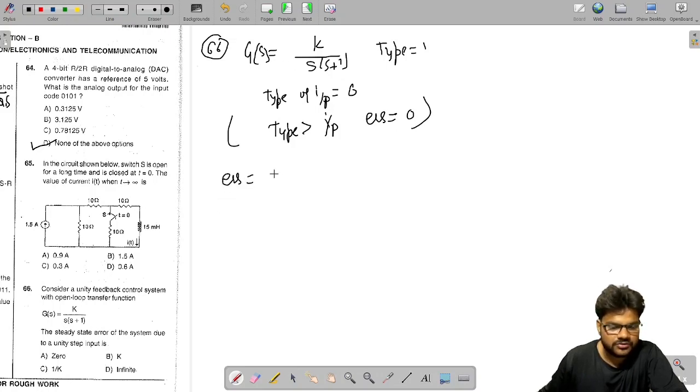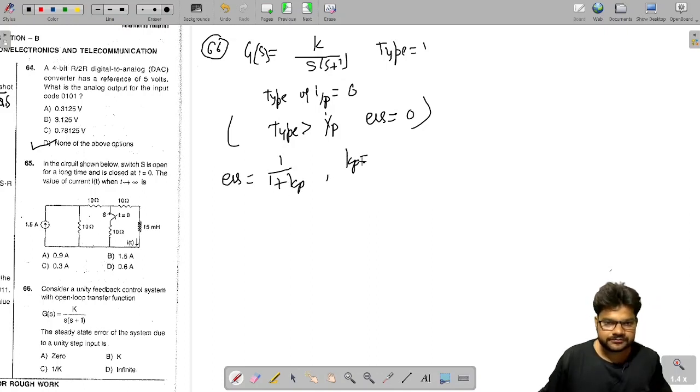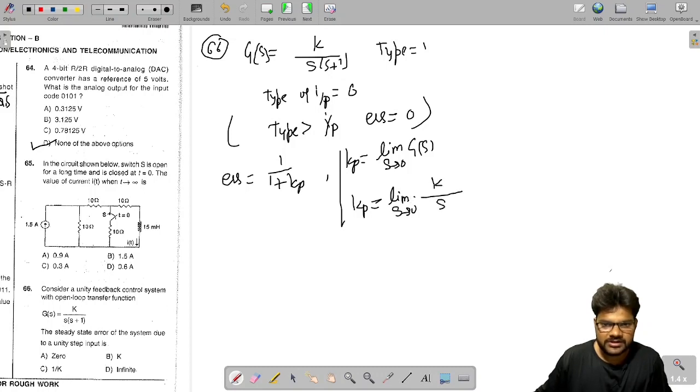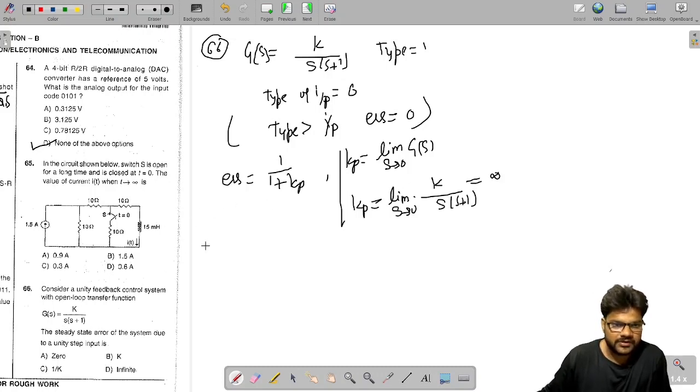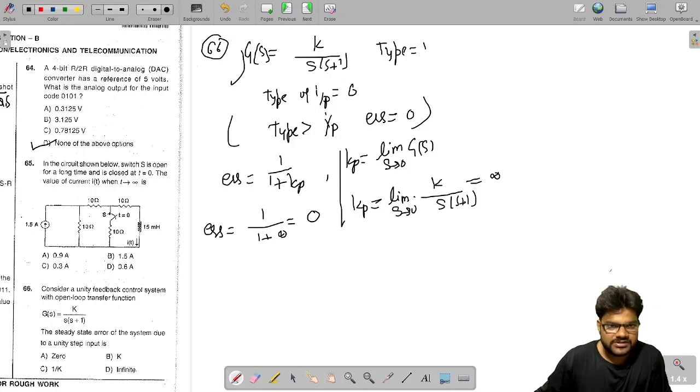Steady state error for unit step is 1 by 1 plus Kp. Kp is limit s tending to 0 of G(s). So let's find Kp. Kp is limit s tending to 0 of K by s into (s plus 1). If you put s equals 0, you will get Kp as infinity. Put the Kp value here, then you will find ess is 1 by 1 plus infinity, that is 1 by infinity, which means 0. So directly with this shortcut you could answer this question: steady state error is 0. So this was question number 66.